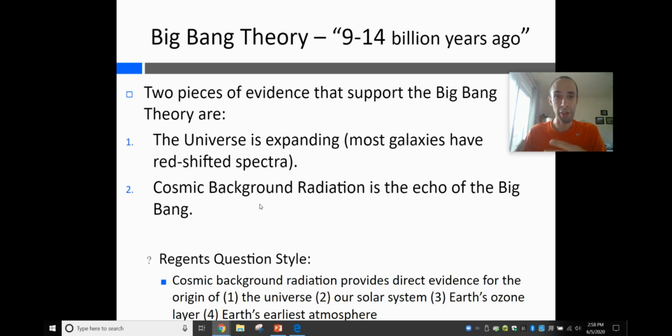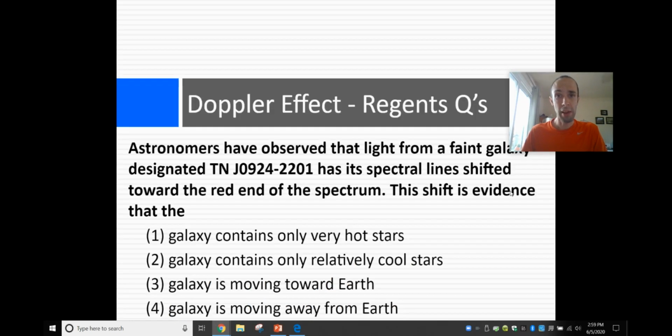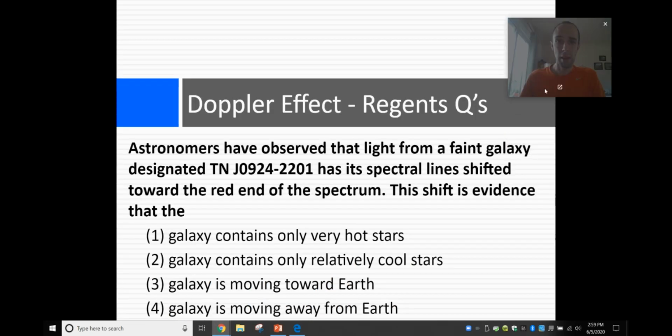Okay, now this is a big theological debate about how things started, so we're not going to talk about that necessarily, but it's at least worth looking into. That's it for astronomy. We'll conclude it with that. And if you guys have any questions about the Doppler effect, just let me know.